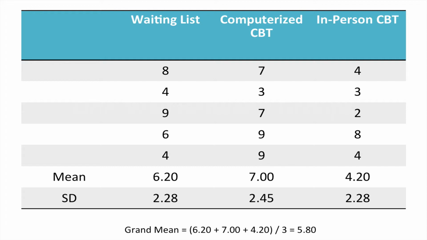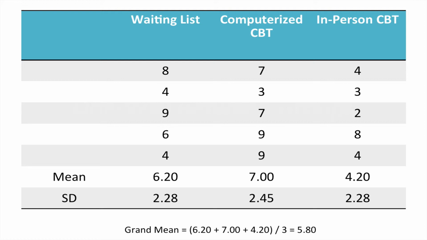So the first thing we need to do is calculate the means of all of our different groups. So that's just the total of scores in the group divided by the number of scores. So in this case it's the total of waiting list divided by 5, the total of computerized CBT divided by 5, the total of in-person CBT divided by 5. We next need to calculate the grand mean, which can be thought of as the mean of means. So the average of all the means. There's 3 means, so we divide by 3 and get 5.8.